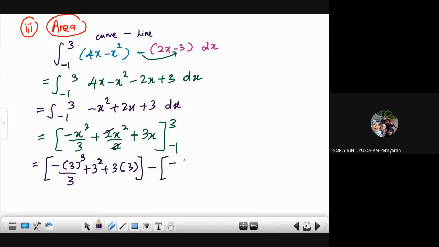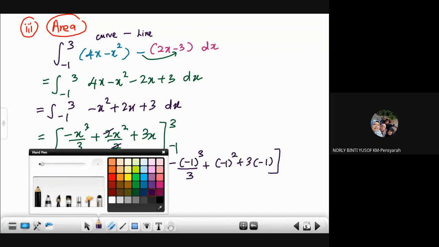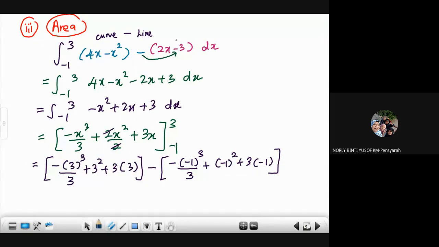Minus in bracket negative, this is negative 1. Its lower limit is negative 1, so substitute into the X negative 1. So there is a difference there. So in bracket negative first, negative 1 to the power of 3 over 3 plus negative 1 squared plus 3 times negative 1. So the working step of substitution is already shown. Then you can also press the definite integral from the start, even if you do not simplify, to find the value of the function. Then you will get 2/3 unit squared. So that is your value for the area.